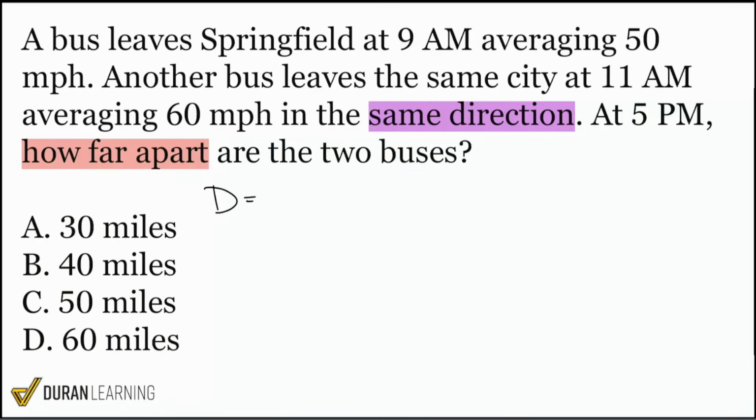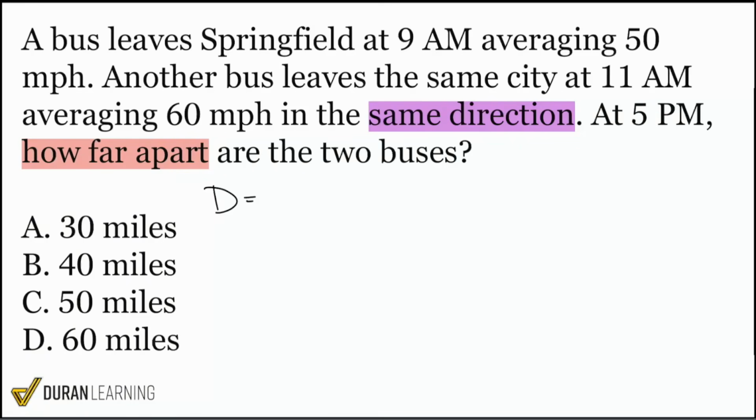Yep, because we're moving in the same direction, we can subtract. Same directions, we can subtract. We can subtract the rates and we can subtract the distances. The only reason we can't subtract the rates in this problem is simply because they are not moving for the same time period. We see that the other bus leaves the city at 11, where the first one leaves at 9 a.m. So because of that, they're not traveling for the same time period, so we cannot simply subtract those rates.